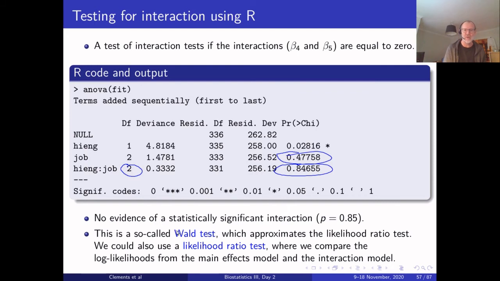And this is called a Wald test, which approximates the likelihood ratio test. We could also have done a likelihood ratio test by fitting the 2 models and comparing them.